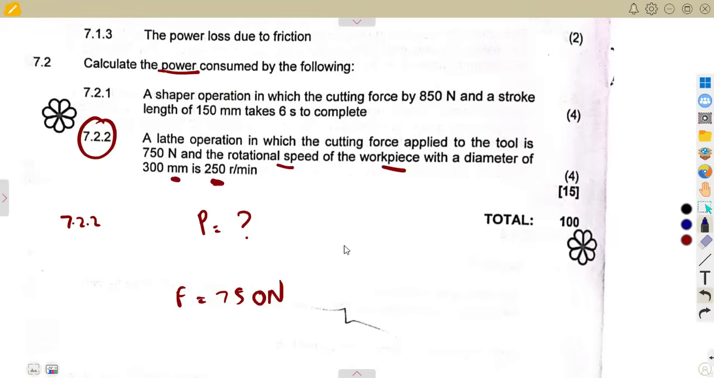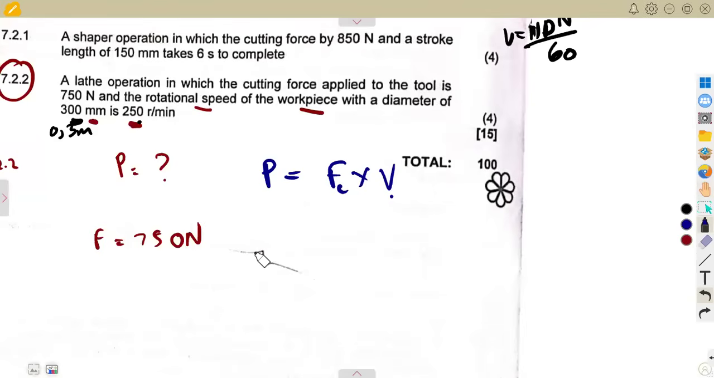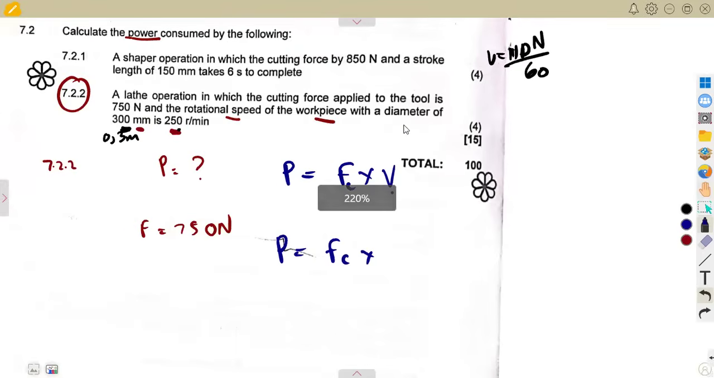Guys, this one is just a repetition again because power is going to be the cutting force times the velocity. But the question was, how do you calculate the velocity given the diameter in meters, which is 0.3 meters, and the speed? Remember, when it is like this, that is where we use the formula V equals pi D N over 60. So the power in this case we could have calculated from the cutting force times the velocity, whereby the velocity, when given diameter and the speed in revolutions per minute, is pi D N over 60. So this will be our velocity in meters per second.